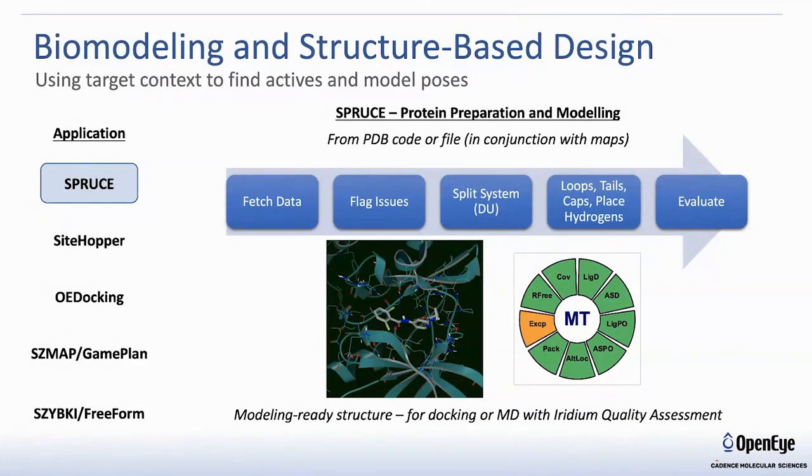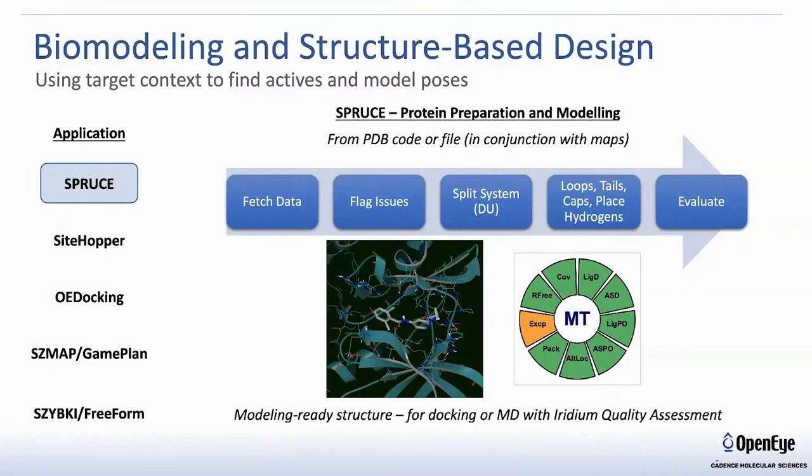Spruce accomplishes this task by fetching data, flagging issues with the structure, splitting the system into components, including the protein, cognate ligand, packing residues, solvent, and more. The application then builds loops, tails, caps the structure, and appropriately places hydrogens around the target structure.